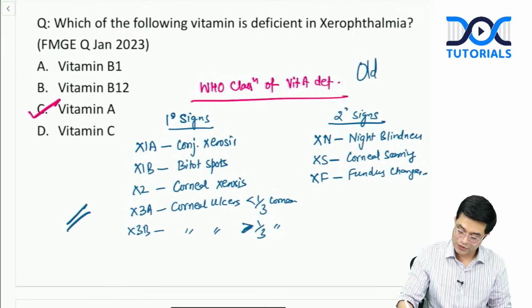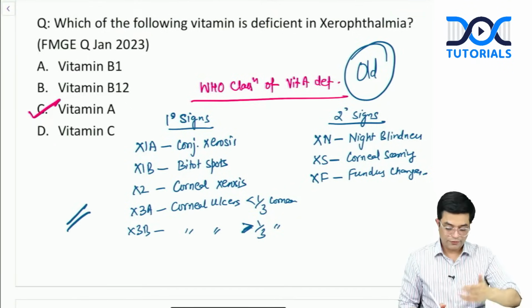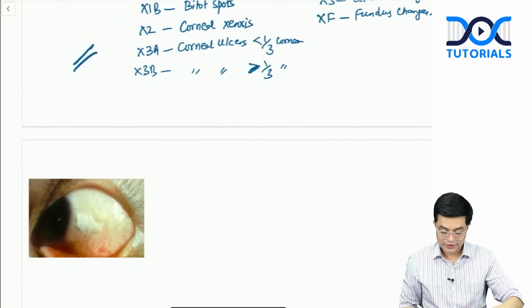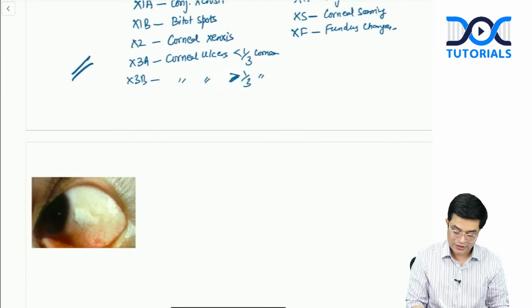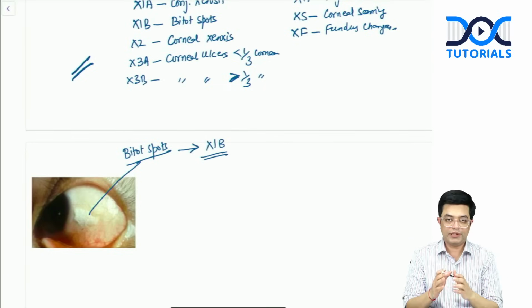An old FMG question has already been asked based upon this. So let's also do a visual. Look at this. What is being shown? This is Bitot spots. And if they ask which stage Bitot spots belong to, X1B will be the stage, and that will be the answer.